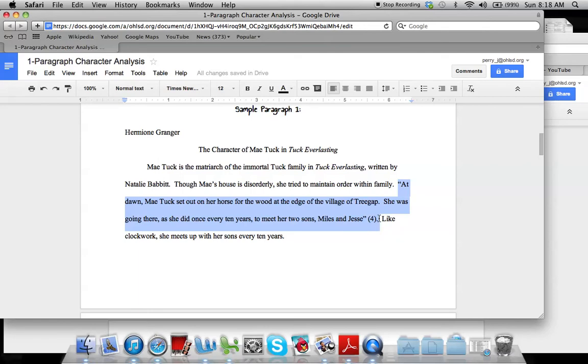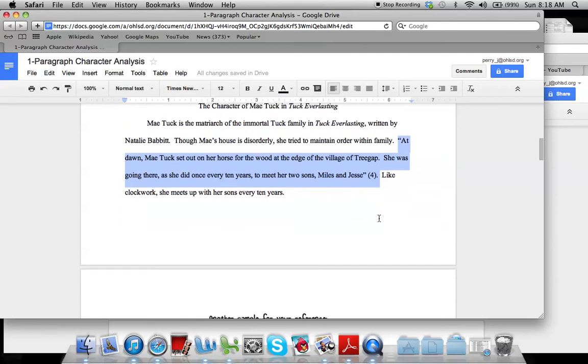So this quote seems to be May's actions are proving that she maintains order. "At dawn, May Tuck set out on her horse for the wood at the edge of the village of Tree Gap. She was going there, as she did once every 10 years, to meet her two sons, Miles and Jesse." Well, this now requires explanation. Like clockwork, she meets up with her sons every 10 years.